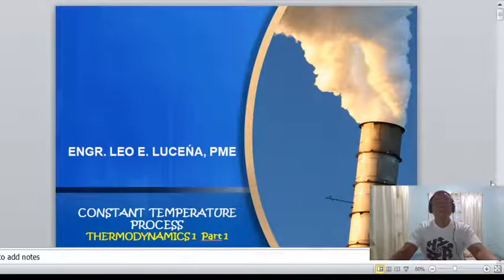Okay, class, good afternoon. So this is the third topic in the processes of ideal gases. So this is constant temperature process. So this is the first presentation of this topic, class. Okay. So this presentation shows how the formulas determining the PVT relations, the heat transferred, and so on and so forth were derived. Okay?